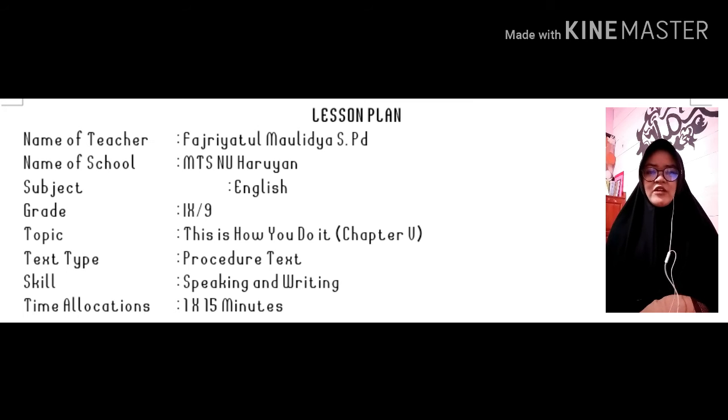Okay, now we are going to the lesson plan. For the first, the name of teacher. Here, I wrote the name of teacher is Fajratul Maulidia. It's my name. The name of school, MTS NU Harian. The subject is English. The grade, class 9 of junior high school. And the topic is "This is how you do it" in chapter 5.